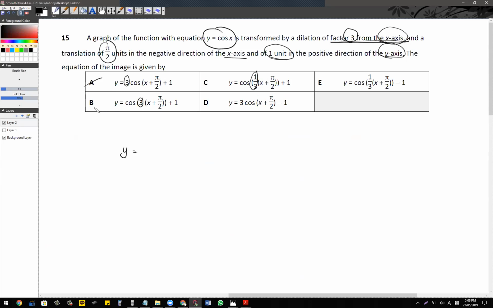Yeah. I think the answer is either C or E, right? Because it's got 1 on 3, 1 on 3. It's going up by 1. So should that be positive 1 or negative 1? Positive 1. And if it is moving in the negative direction of the x-axis, then it's actually positive here. Yeah.